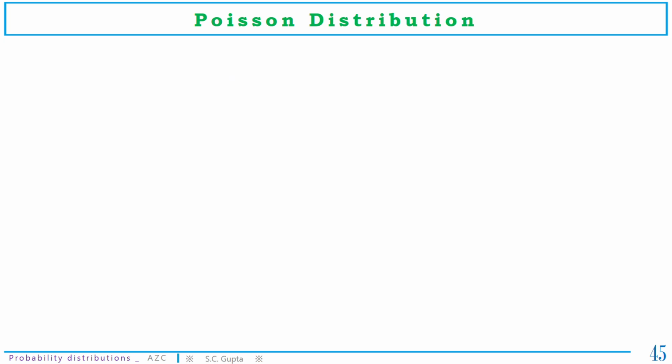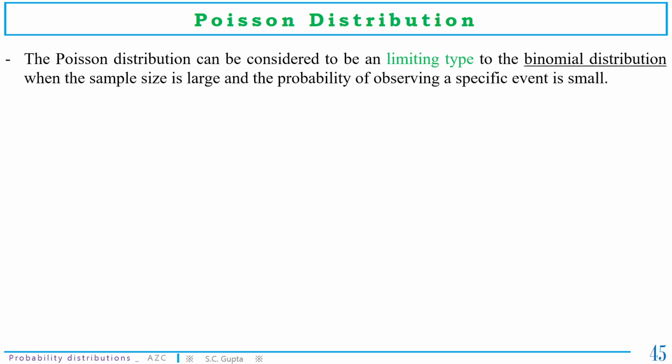Poisson distribution. The Poisson distribution can be considered to be a limiting type to the binomial distribution when the sample size is large and the probability of observing a specific event is small. The Poisson distribution applied in following conditions.